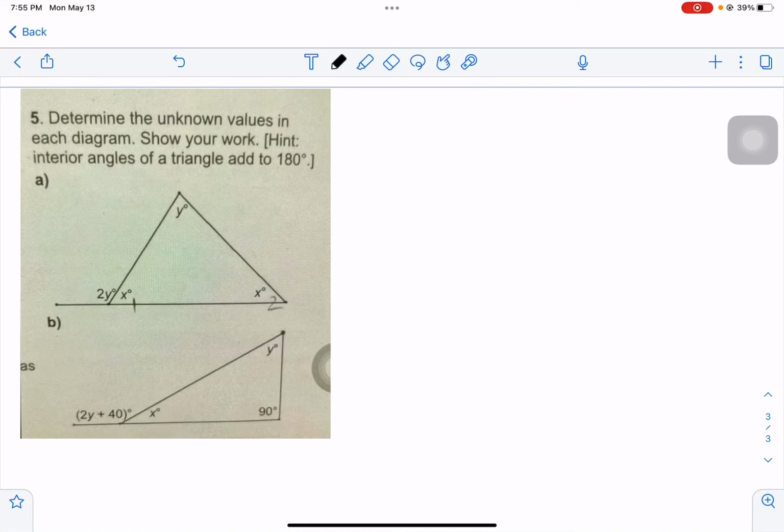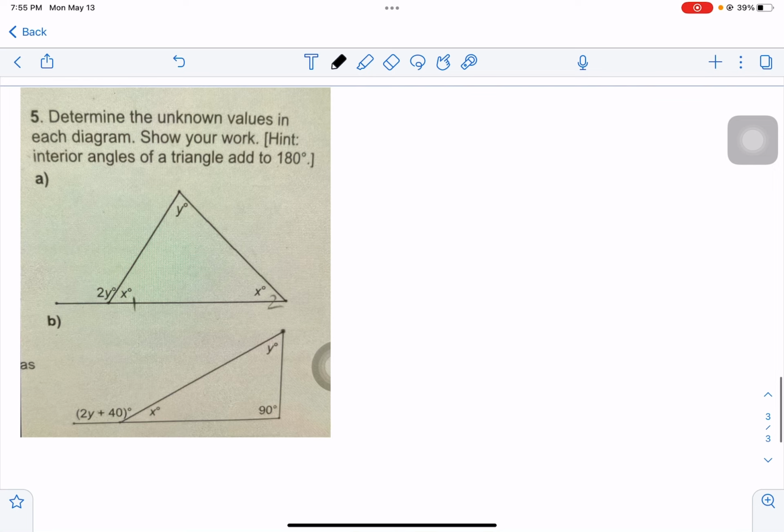Determine the unknown values in each diagram. Show your work. The hint is that the interior angles of a triangle add to 180 degrees. That means the sum of the angles will always give you 180 degrees. And the unknown values are x and y.